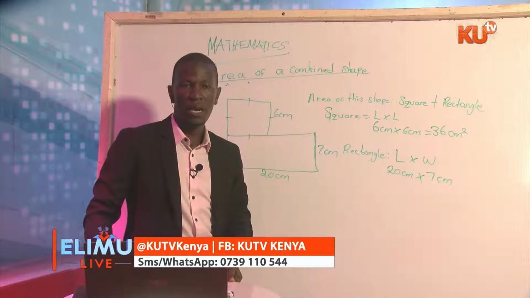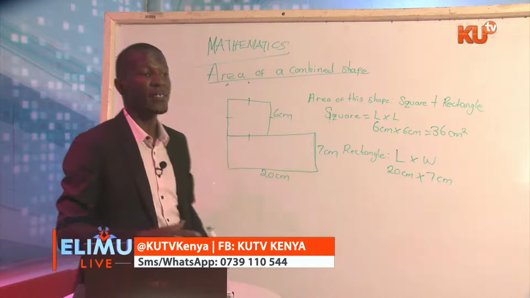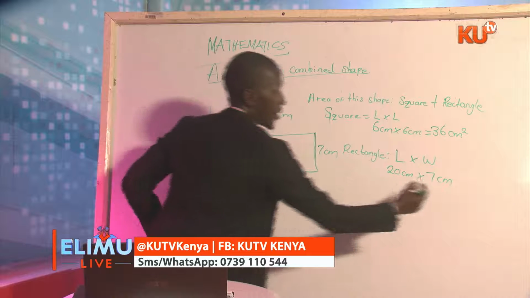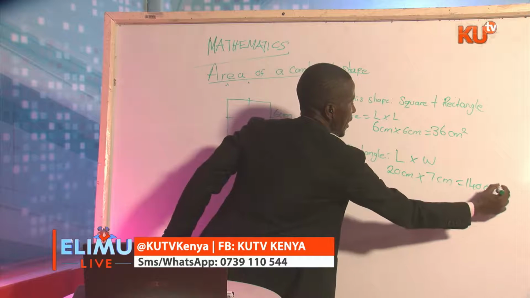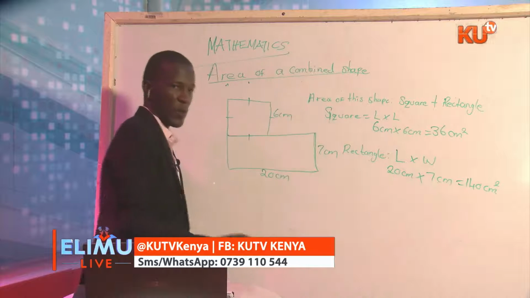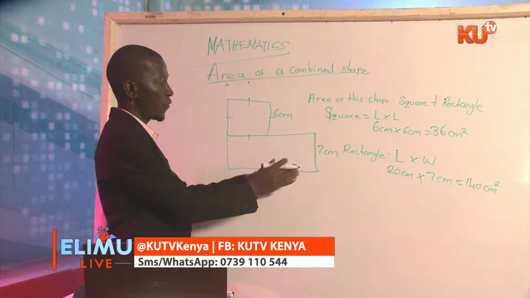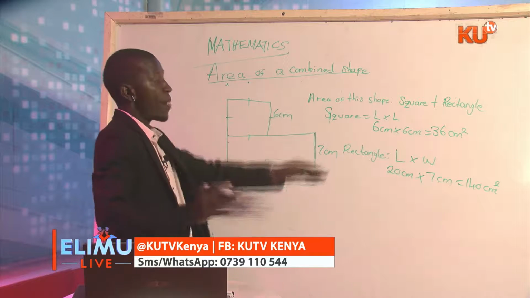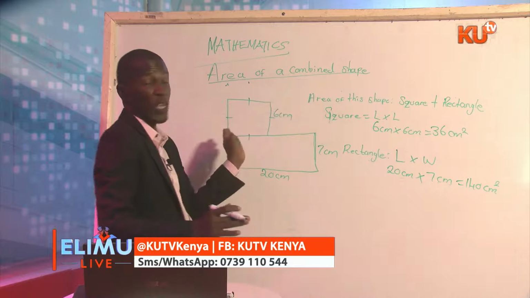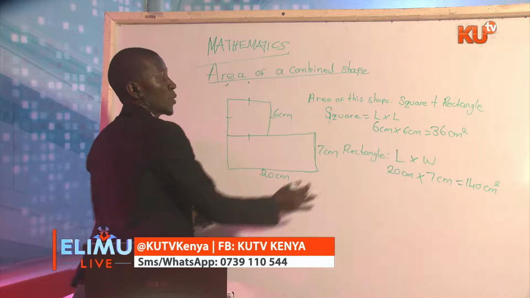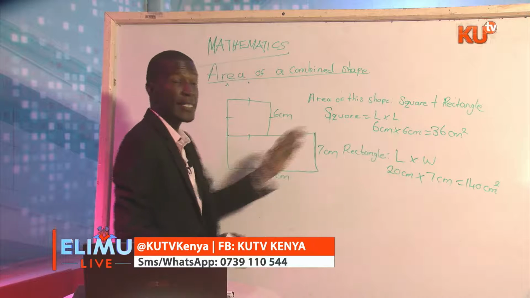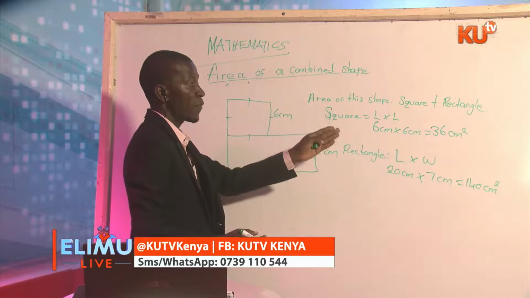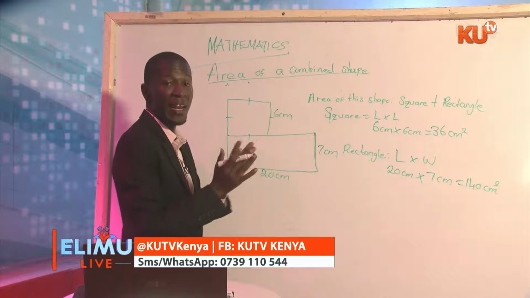Good. I want to believe you've gotten your answer as 140 centimeters squared. So that is the area of the rectangle. And remember above we have said the area of this shape, which is a combined shape, is equal to the area of the square. What is the area of the square? 36 plus the area of the rectangle. So we are going to add them.